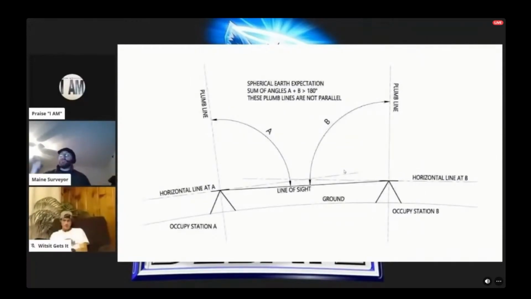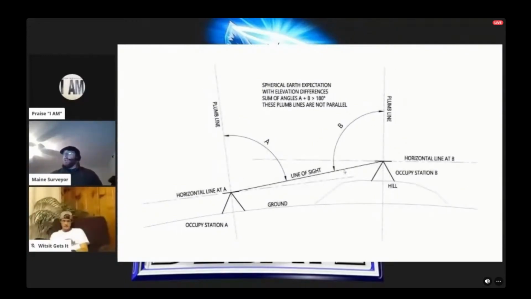We have an Occupy station at A, we have an Occupy station at B, and we're going to measure reciprocal zenith angles. The spherical expectation is that when we add A and B, those zenith angles will add up to more than 180 degrees, and then those plumb lines would not be parallel. We would know that. It doesn't matter if we have different elevations for points A and B. We're still going to measure zenith angles from A to B and then from B back to A. When we add those zenith angles, we expect that on the spherical Earth, they'll add up to greater than 180 degrees. So I've gone out and I've done that myself.